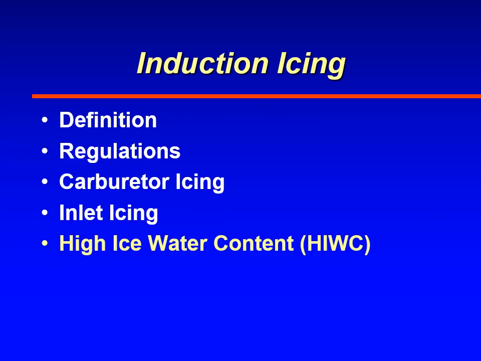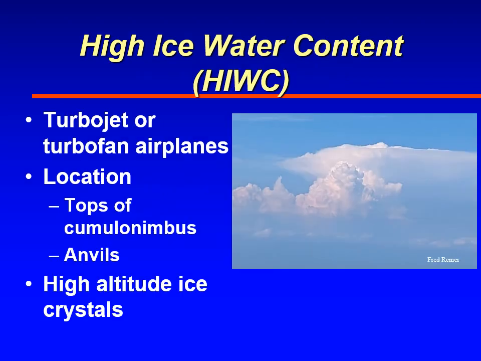The next type of induction icing that we'll talk about is that which is caused by high ice-water content. Icing that's caused by high ice-water content is usually experienced only by turbojet or turbofan airplanes that are flying through the tops of cumulonimbus clouds or through anvil clouds. Those clouds are typically made up of ice crystals. The temperatures are very cold, and the number of ice crystals per volume is very high. In other words, the density of ice crystals is very high. So aircraft are experiencing lots of ice crystals as they fly through these clouds, and those ice crystals have the potential to create icing.